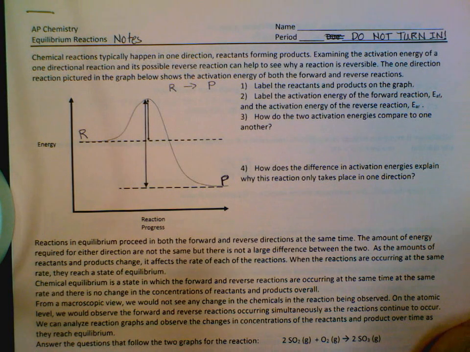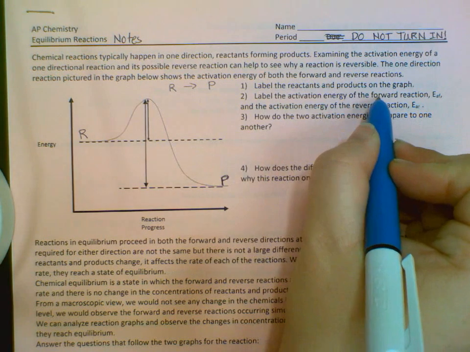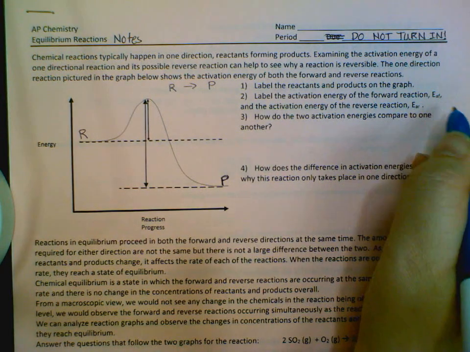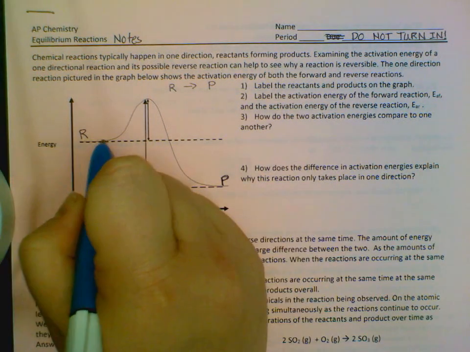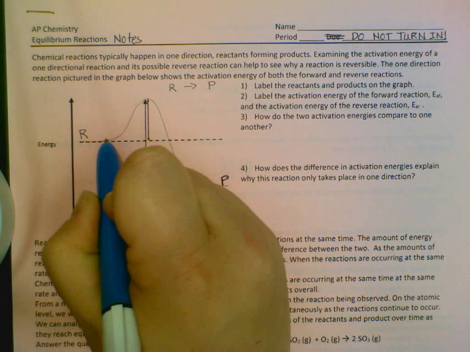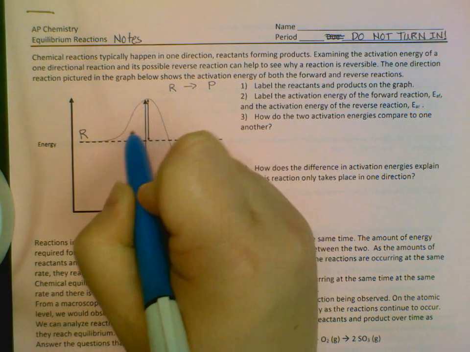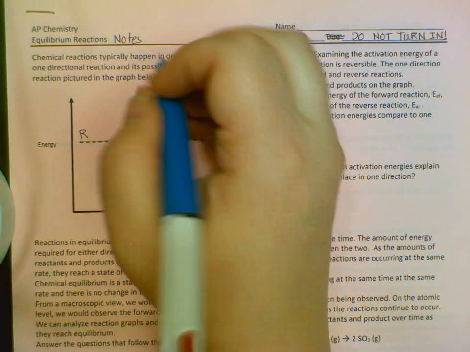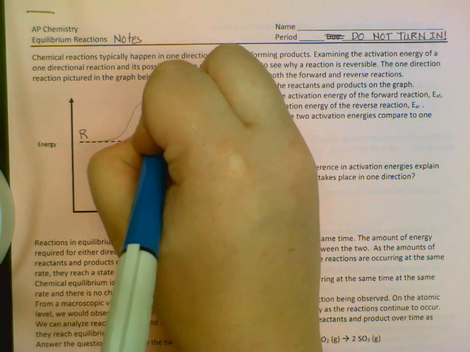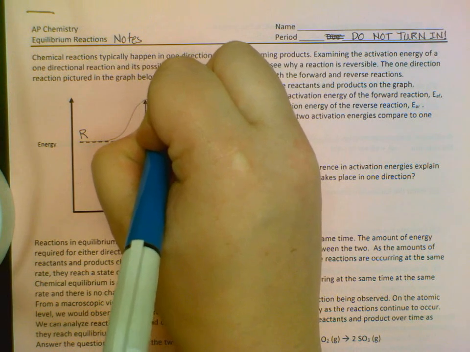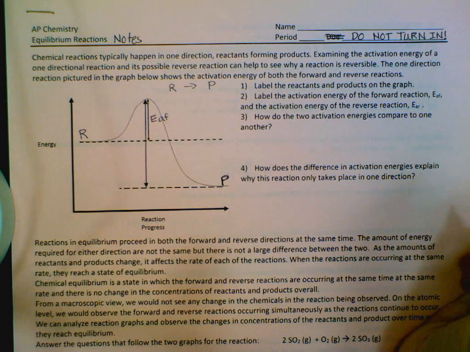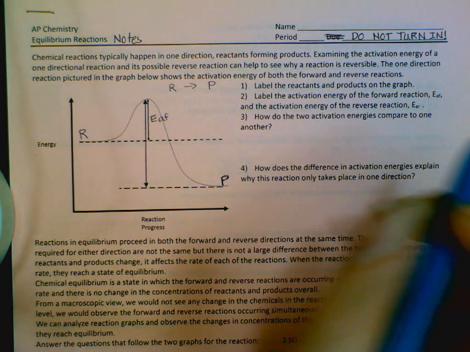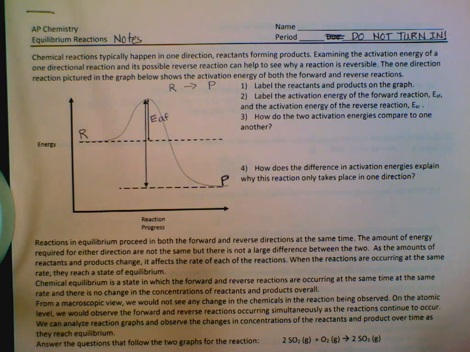Number two says label the activation energy of the forward reaction as EAF. So to go from the reactants to the products, we have to first go over this hill. The amount from where we start to the top of the hill would be our energy of activation, and that's for the forward reaction. So we're going to put an F there. Activation energy of the forward reaction.